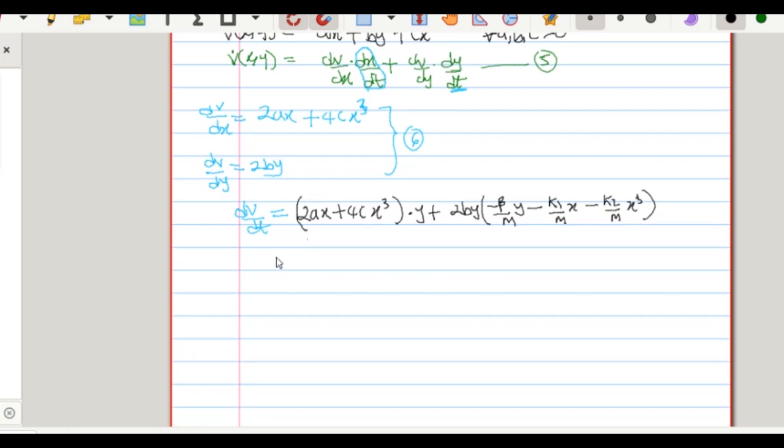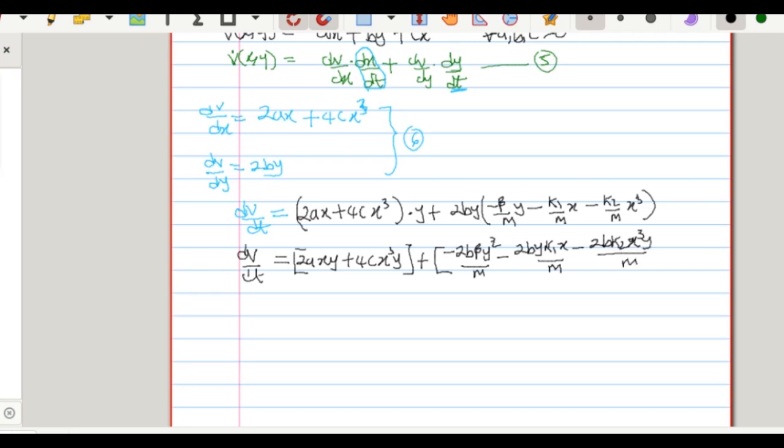Now let's open up this bracket. dV over dt is going to be equal to 2axy plus 4c x cubed y, plus minus 2b beta y squared over m, minus 2b k1 x y over m, and minus 2b k2 x to the power of 3 y divided by m.